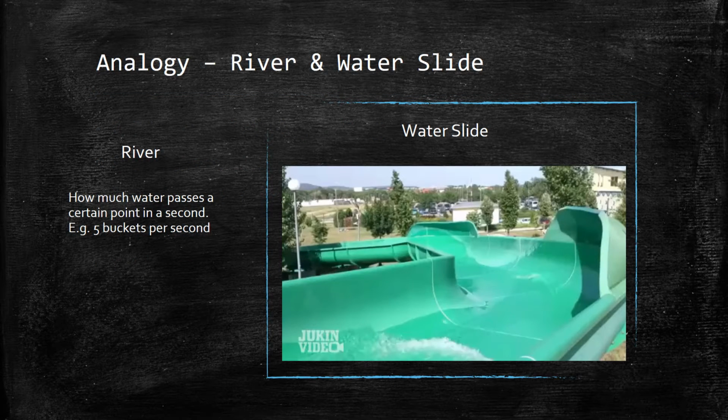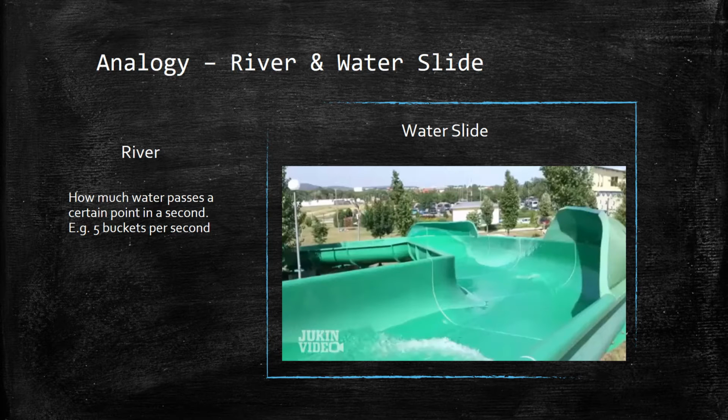Using some analogies, the concept of current should become very clear. If you think of water in a river, the amount of water that passes a point in a second is the current. So for example, this might be 5 buckets per second.